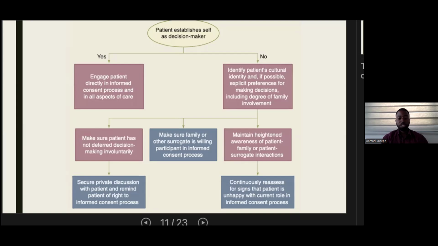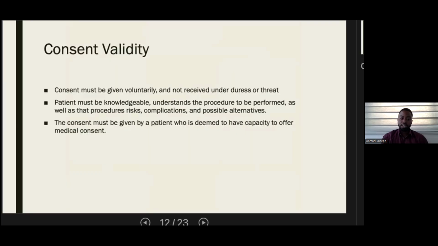So during this process, you're continuously reassessing for signs that the patient is unhappy with their role in the informed consent process. You have to make sure that the family or surrogate is willing in this situation, and make sure that the patient has not deferred the decision-making involuntarily. So on the side, you'll have a secure private conversation with the patient and remind them of their right to the informed consent process.